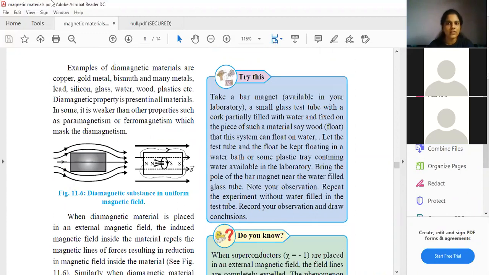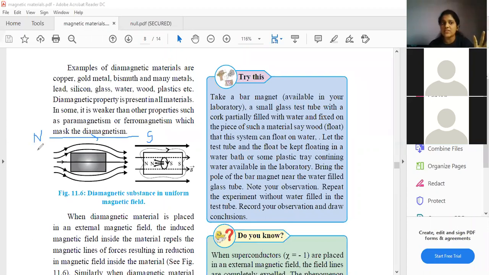You can see here, this block is the diamagnetic material. In the same diagram, they have shown what is happening inside that block. It is kept in an external magnetic field. So the external magnetic field is like this. Let me draw a straight line, just a minute. This is how the external magnetic field's direction is, from north to south. This is the external magnetic field.